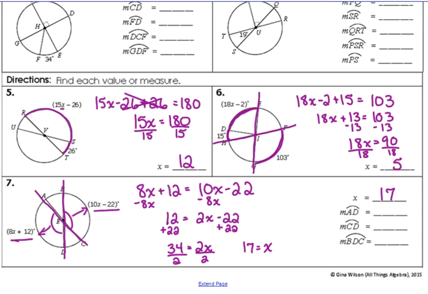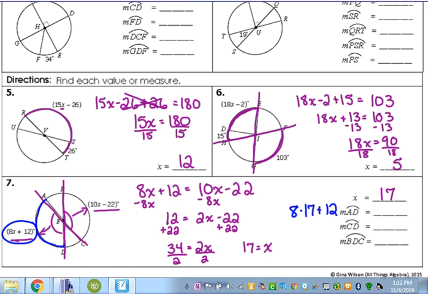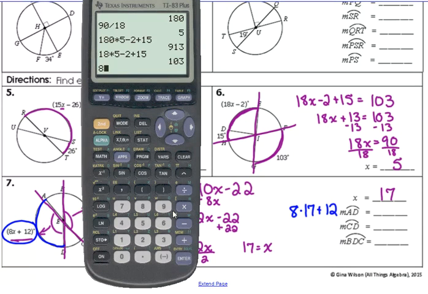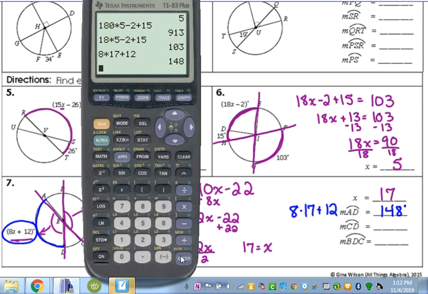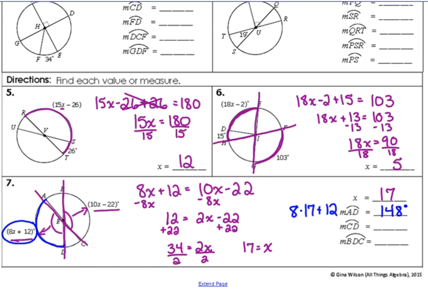The measure of arc AD. AD is this arc. Well, that's the arc that's labeled with 8x plus 12. So 8 times 17 plus 12, 148. Please do label that with degrees. Okay, the x is just a number, but the measure of the arc has a degree symbol on it.